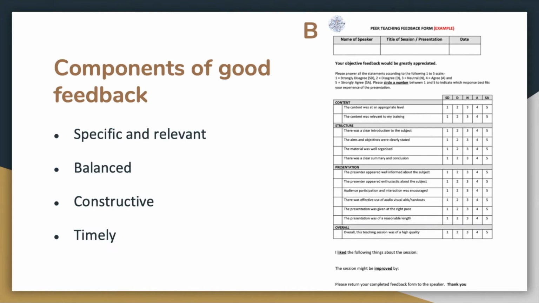I will now go through some of the components of good feedback and highlight why feedback form B provides more useful feedback. Firstly, good feedback should be specific and relevant. For example, the use of Likert scales and categories give a more focused assessment of performance. It has been shown that in order for feedback to be authentic, it should not be overly positive or negative, and a balance between the two must be struck.